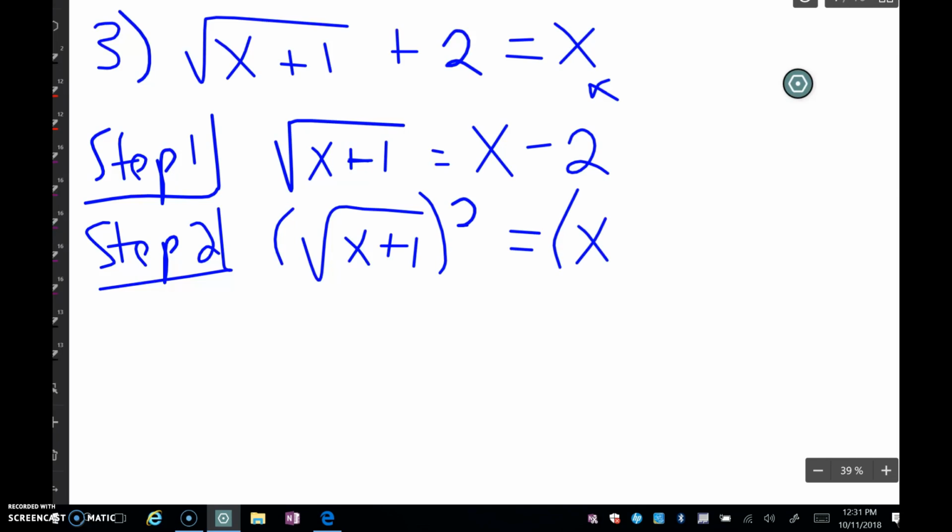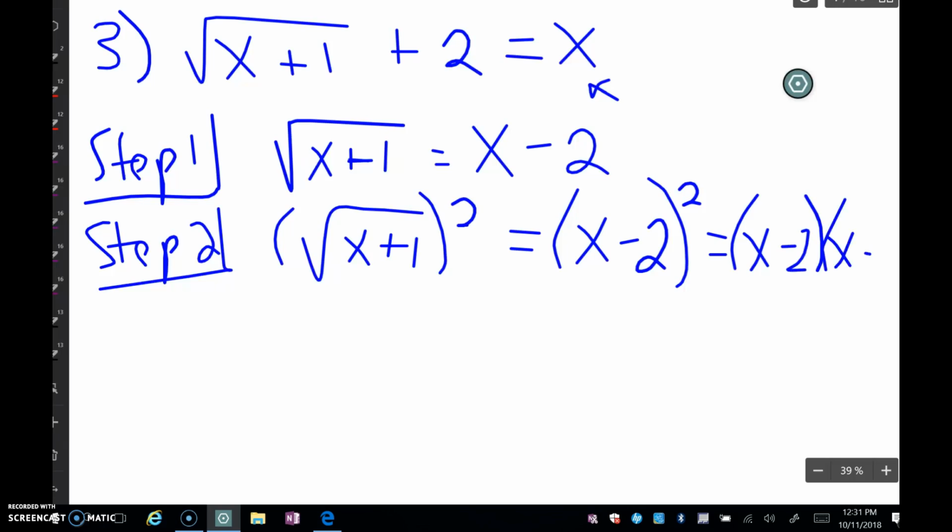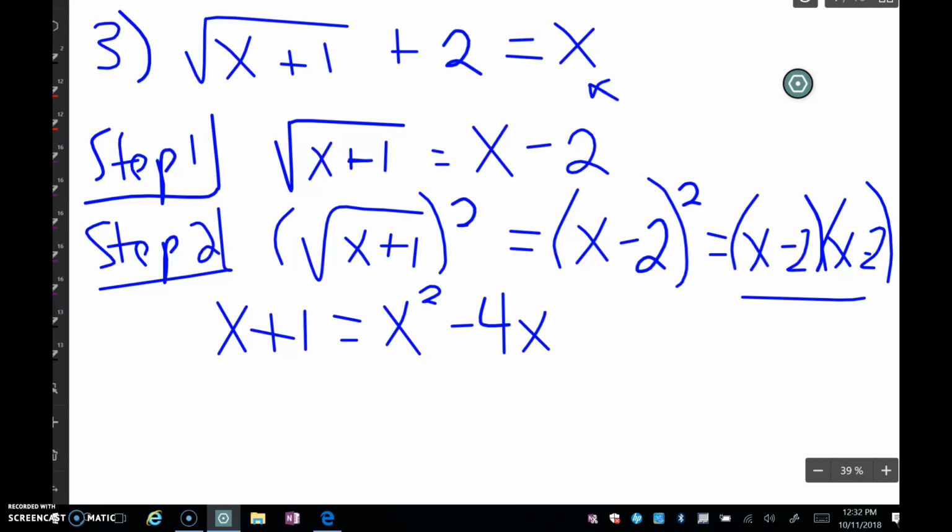Now that means I have to do parentheses squared, which means I have to FOIL this out. So I'm going to write this down twice and FOIL this out. You cannot distribute squares, so don't try to do that. You've got to FOIL that out. If I simplify that, that gives me x plus 1 on the left. That part's easy. And if I FOIL out and collect similar terms, I get x squared minus 2x, so that'll be minus 4x, and then plus 4.